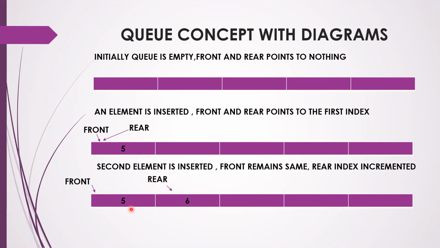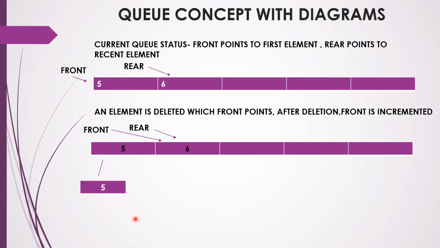Remember the queue in cinema theaters or queue anywhere in restaurants. When you have a queue, whoever enters the queue first only comes out first. So always front will point to the first person who has been in the queue. So always front will point to the first element which is inserted. So this is a current status.